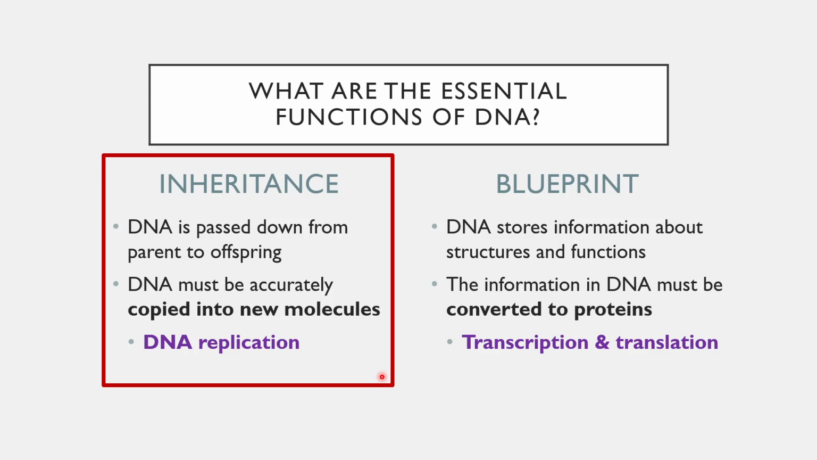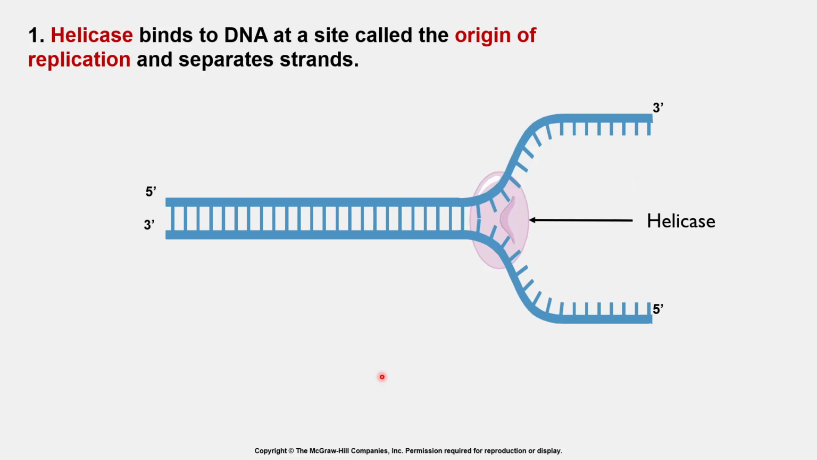There is a specific step-by-step process that cells undergo in order to take one molecule of DNA and make an identical copy of that molecule. And so what we're going to do here is walk through step by step how cells do this and how they carry out that process.